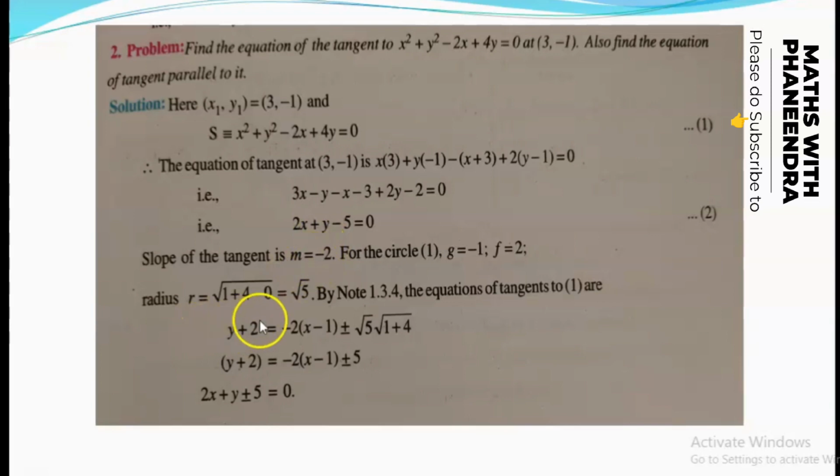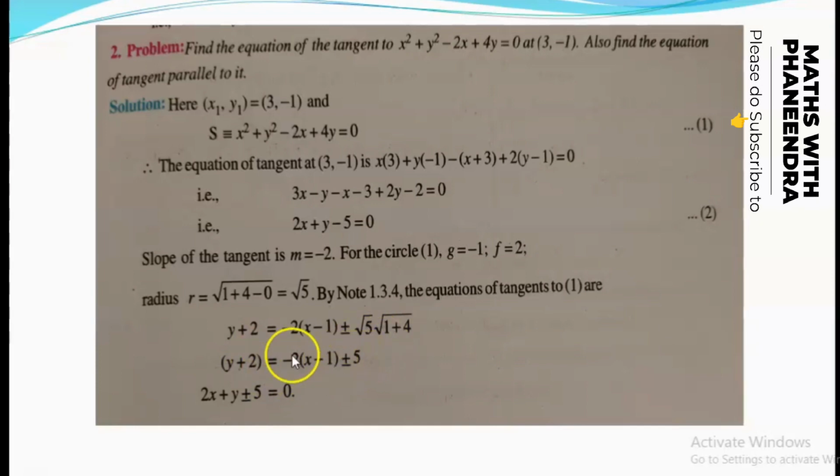Now the equation of tangent with slope m to the circle, which is parallel to the line 2x + y − 5 = 0, is y + f = m(x + g) ± r√(1 + m²). So y + f, where f is 2, equals m, which is −2, into (x + g), where g is −1, that is (x − 1), ± r, which is √5, into √(1 + m²), that is 1 + (−2)². So it becomes y + 2 = −2x + 2 ± √5 into √5, which is 5.